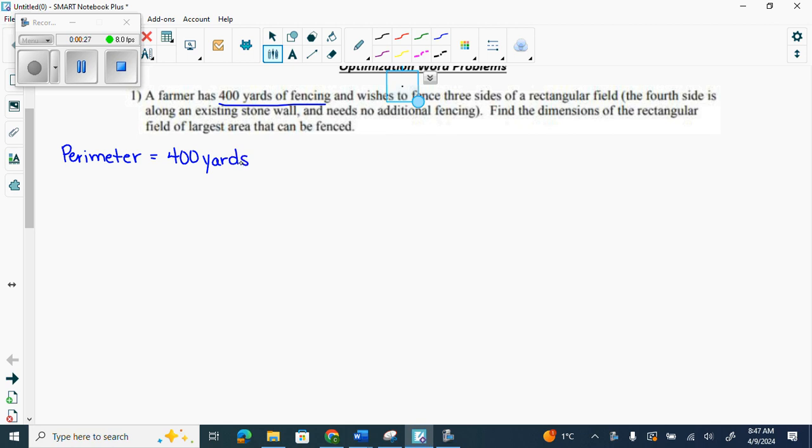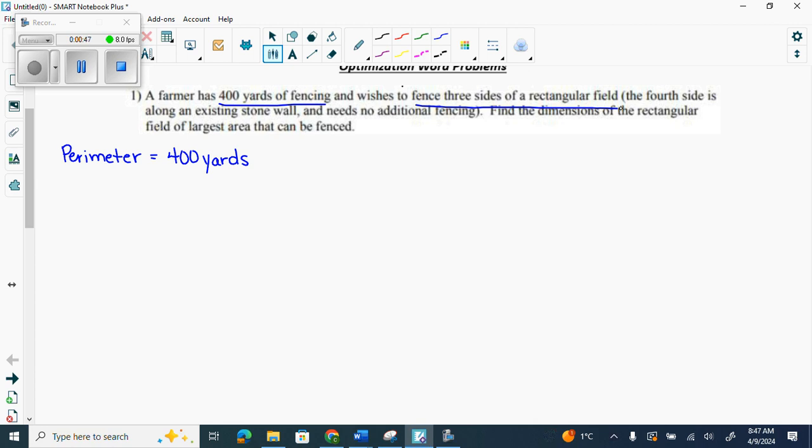The farmer wishes to fence 3 sides of a rectangular field. The 4th side is an existing stone wall and needs no fencing. So what is the actual perimeter? The actual perimeter is 400 yards.